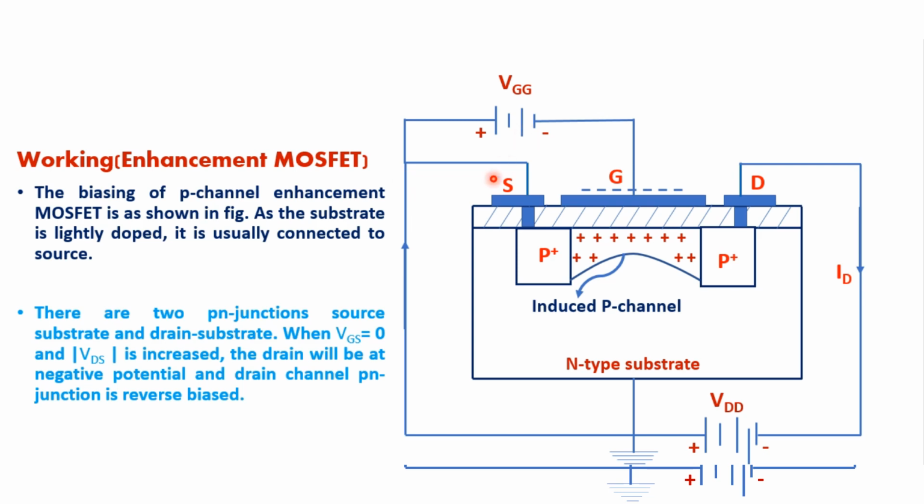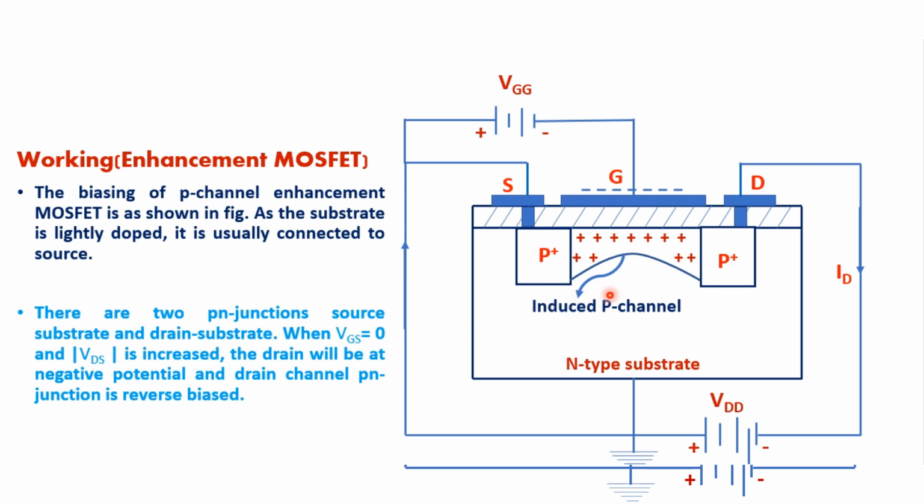This is because the junction between the P-type drain and the N-type substrate is reverse biased. It means that due to minority carriers, there is a very small current flowing through it.